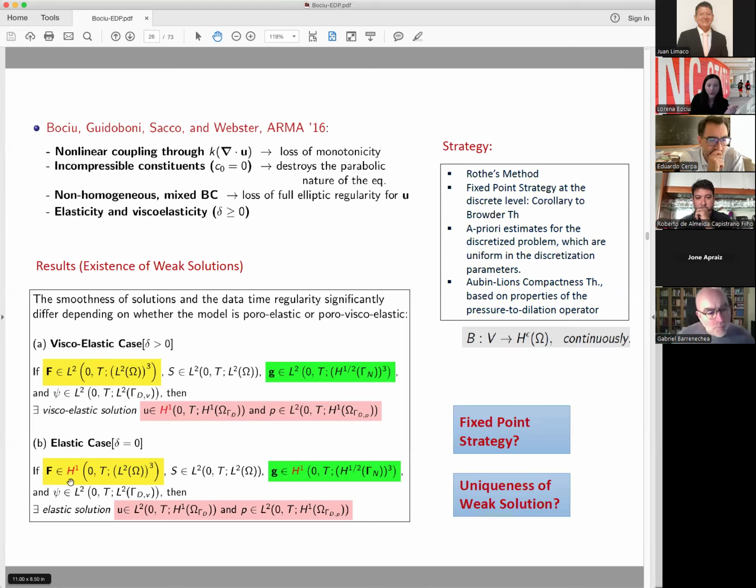And I'm not going to go through details. The idea here is, of course, I just mentioned existence of weak solution. I said nothing about uniqueness because this is the nonlinear problem. And when we were thinking about this, we spent quite some time thinking about fixed point strategies, which is normal to think about when you have a nonlinear problem, and we couldn't make it work.